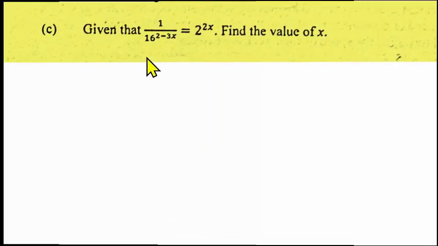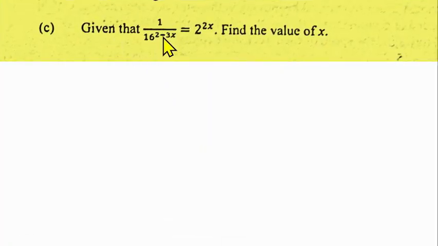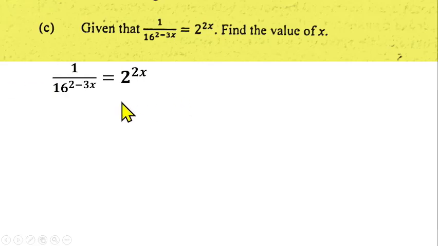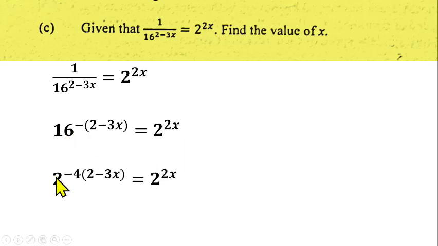So number 9c, you are given that 1 over 16 raised to the power 2x, times 16 raised to the power 2 minus 3x is equal to 2 raised to the power 2x. Find the value of x. This question is from Indices. So we can change this one to be 16 raised to the power minus 1 into 2 minus 3x, equals 2 raised to the power 2x. Change the 16 to an index form. That should give us 2 raised to the power 4.